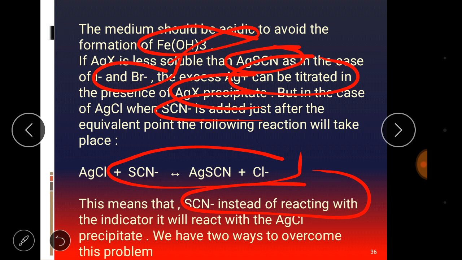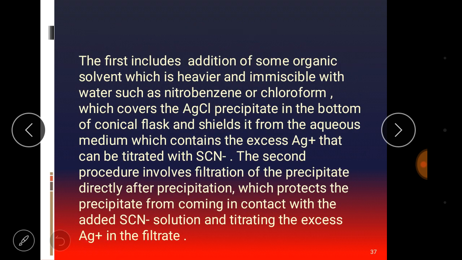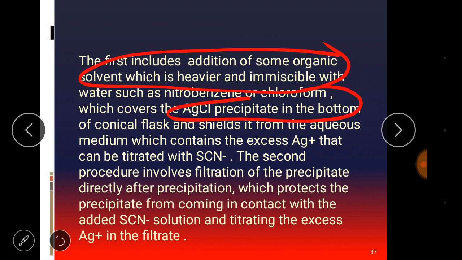We have two ways to overcome this problem. The first includes addition of some organic solvent which is heavier and immiscible with water, such as nitrobenzene or chloroform, which covers the silver chloride precipitate at the bottom of the conical flask. So this is the first solution we can use, and it seals the precipitate from the aqueous medium which contains excess Ag plus that can be titrated with SCN minus.